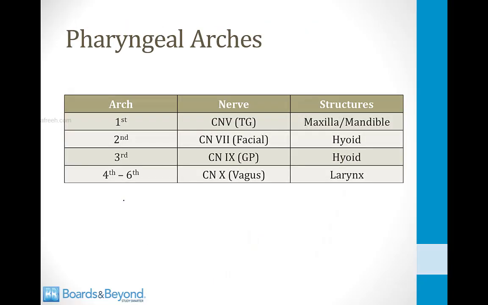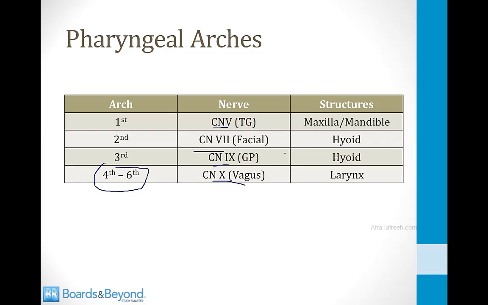This is a summary slide with the key facts that you want to remember about the pharyngeal arches. Oftentimes, just knowing these facts is enough to answer questions correctly. So first of all, you can just think of four pharyngeal arches, the first, second, third, and then you can consider the fourth and sixth together. The cranial nerves associated with the four arches are 5, 7, 9, and 10. If you can just remember that, that's usually enough to get the question correct.